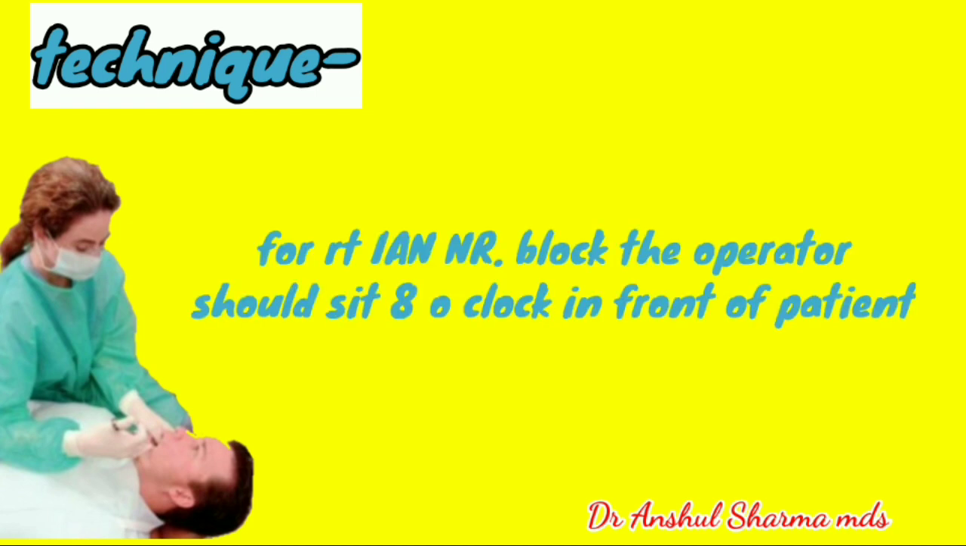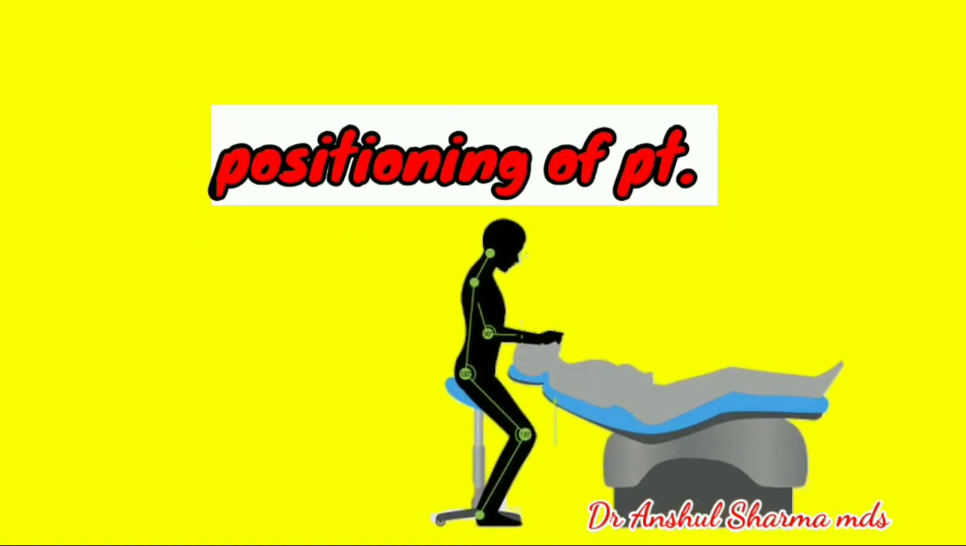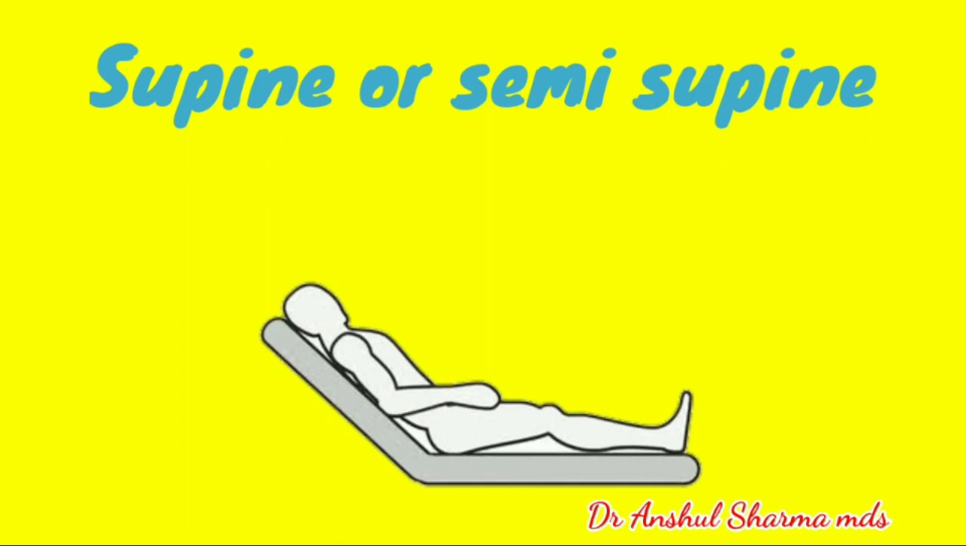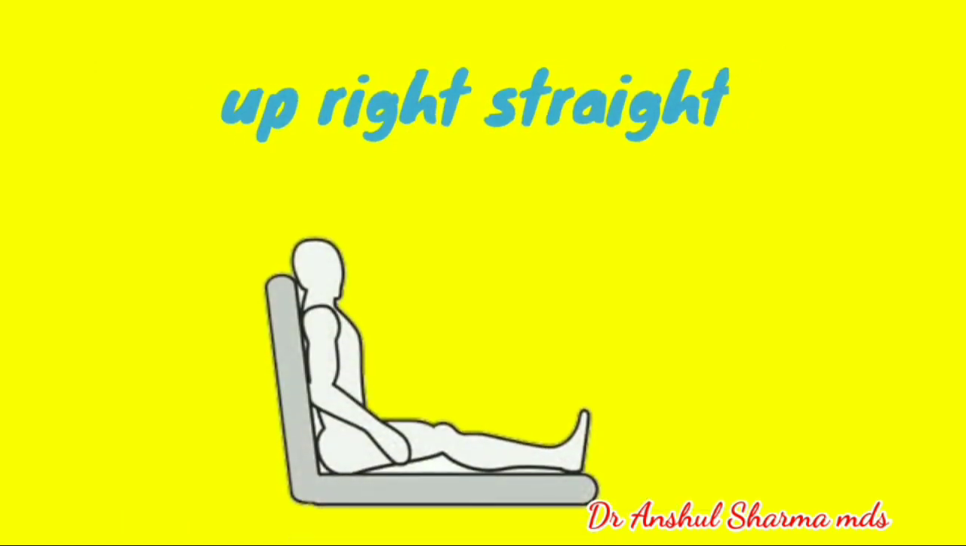Let us discuss the technique. For a right inferior alveolar nerve block, a right-handed administrator should sit at the 8 o'clock position facing the patient, that is almost opposite to the patient. Positioning of the patient: position the patient supine, which is recommended, or semi-supine. The second position is you can ask the patient to be upright straight with the mandible parallel to the floor.